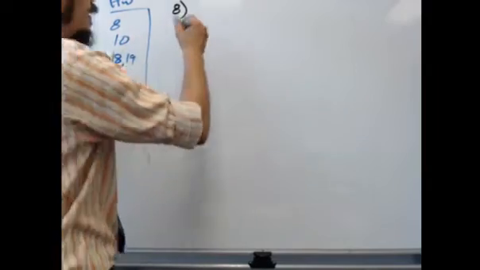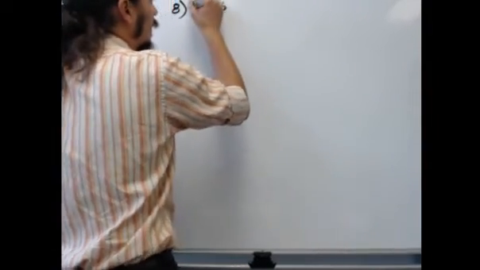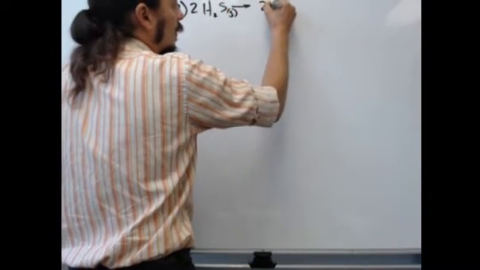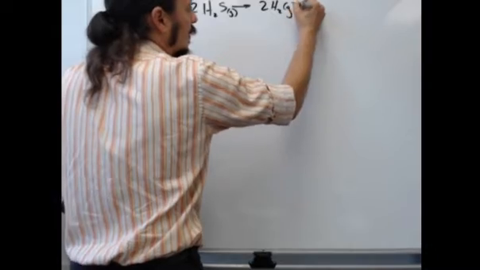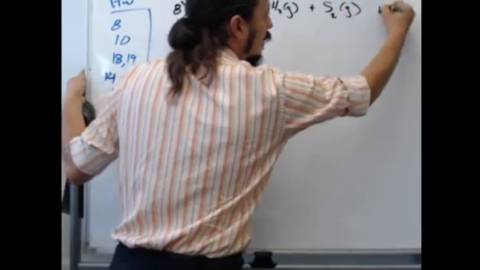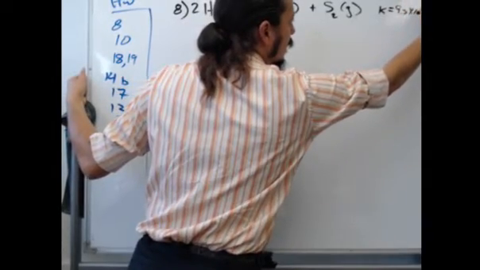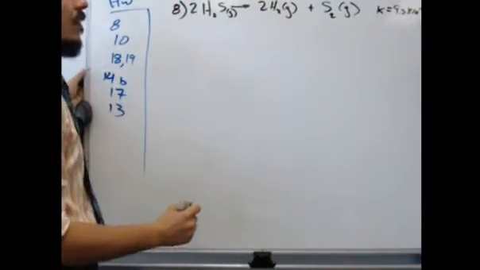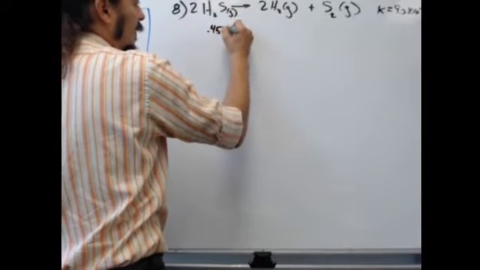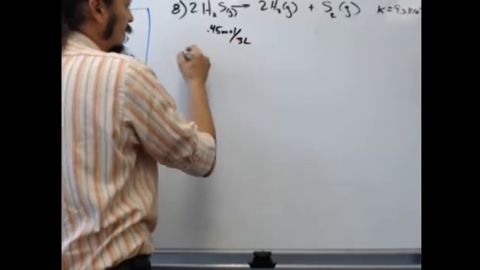Hydrogen sulfide decomposes according to the reaction 2H2S gas in equilibrium with 2H2 gas plus S2 gas. At 700 degrees Celsius, the equilibrium constant is 9.3 times 10 to the negative 8. If 0.45 moles of H2S is placed in a 3-liter container, what is the concentration of H2 at equilibrium?